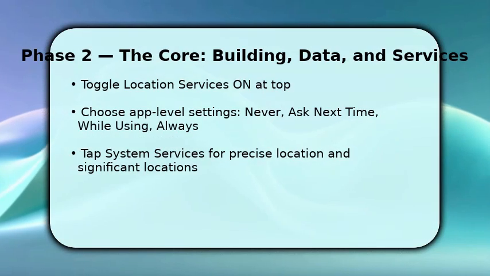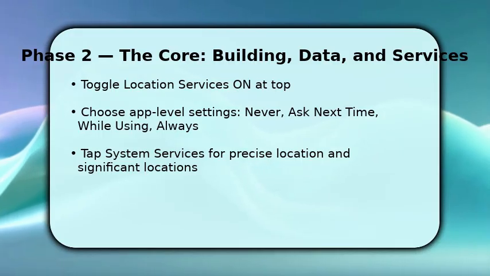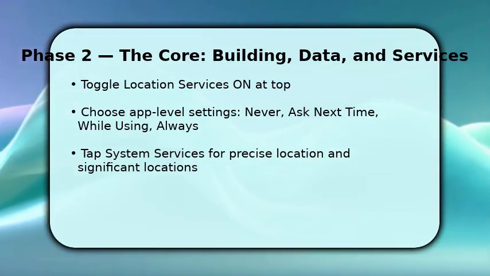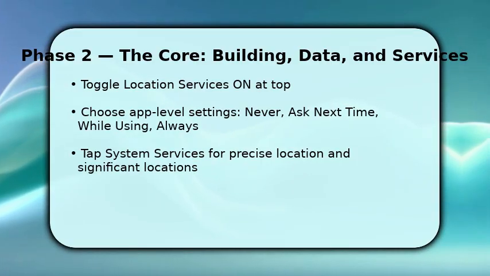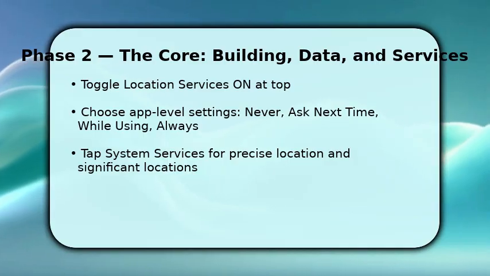With Location Services on, you'll see a list of apps. This is where you control who gets data. Tap an app and pick Never, Ask Next Time, While Using the App, or Always. Choose the least permissive option that still allows the app to work.